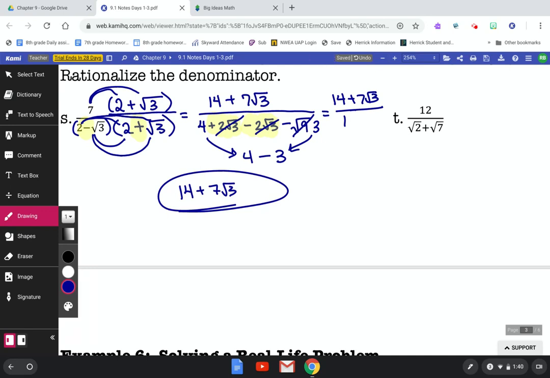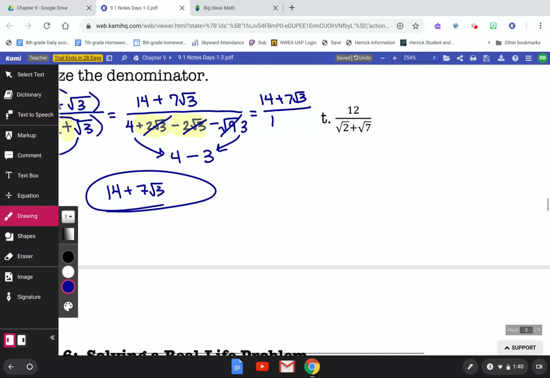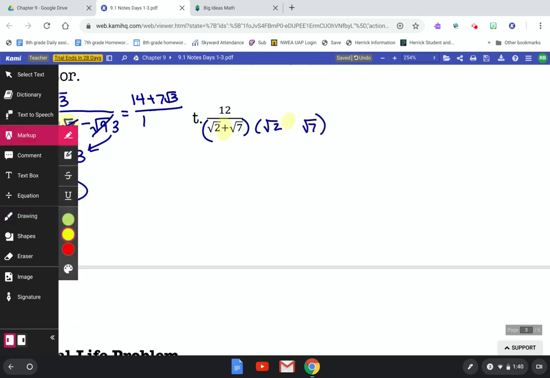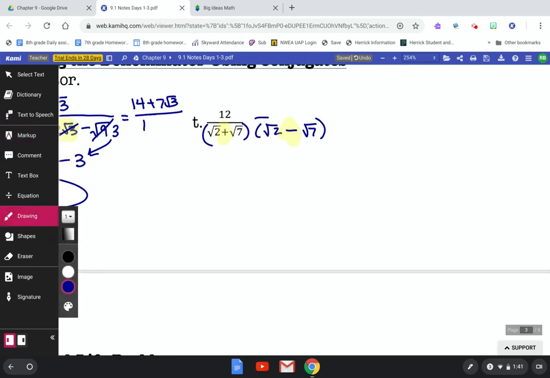Next one. This one has a plus sign. So the conjugate, you're going to keep everything the same. The only thing you're changing is whatever symbol that is. So we'll keep it as root 2 and root 7. But this in the middle needs to be the opposite. So we're going to subtract. We're going to do the same thing to the top. So we'll have root 2 minus root 7.